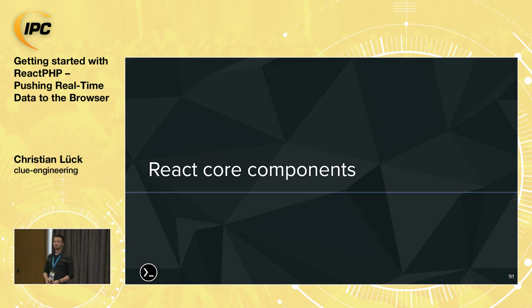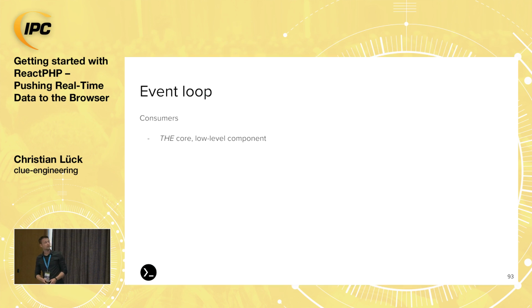Now comes the interesting part. How does it look in code? What do the core components do? So one of the first components we have to learn is the event loop. And as a consumer, when you first work with the event loop, pretty much the only thing you have to know about it is it's just the core of your application. It's just there. You don't have to care about it.